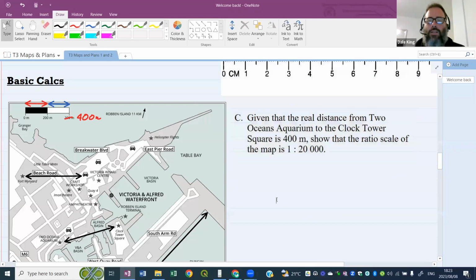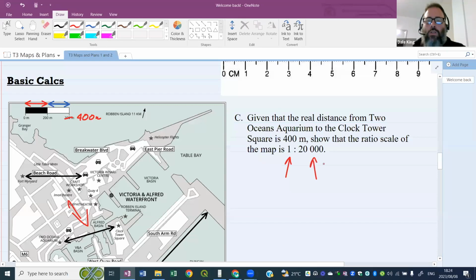the real distance from the Two Oceans Aquarium to the clock tower, which is this line here that I'm pointing to in red, if that real distance is 400 meters, show that the ratio scale of the map is 1:20,000. Okay, so we've got to use the real distance here. How do we work this out? For this ratio here, we need two things. We need to create this ratio and prove the ratio is 1:20,000.